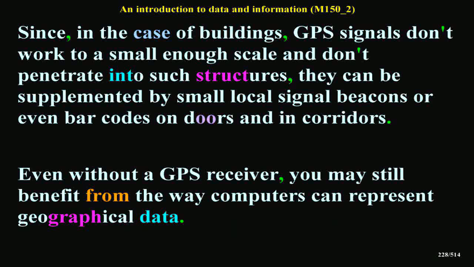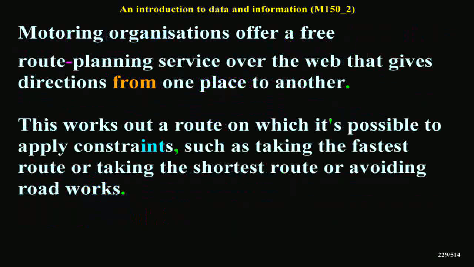Even without a GPS receiver, you may still benefit from the way computers can represent geographical data. Motoring organizations offer a free route planning service over the web that gives directions from one place to another. This works out a route on which it's possible to apply constraints, such as taking the fastest route or taking the shortest route or avoiding roadworks.